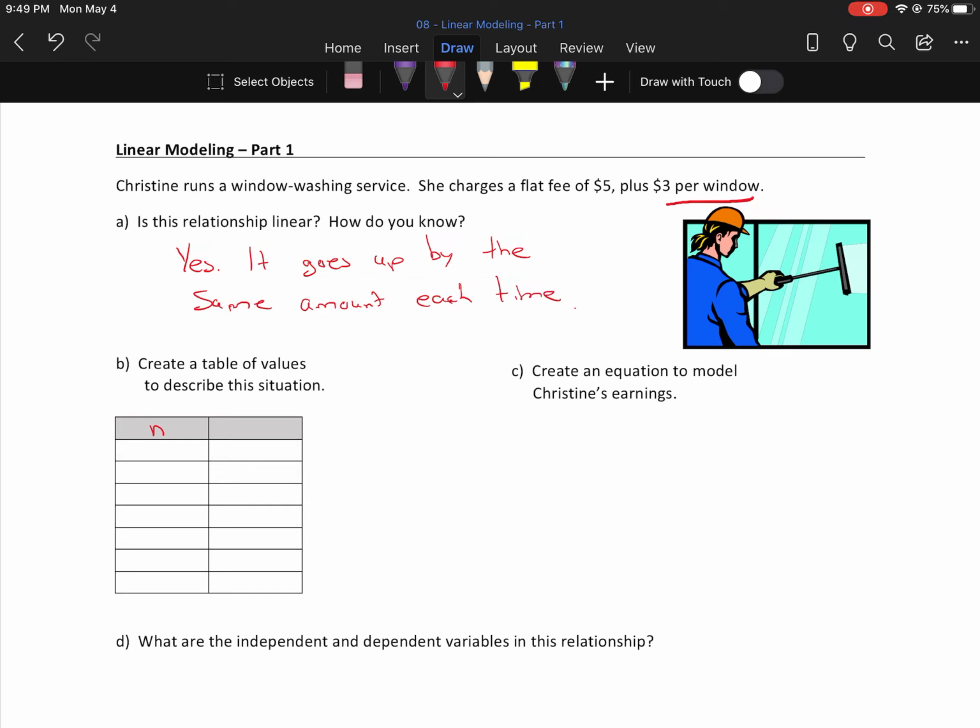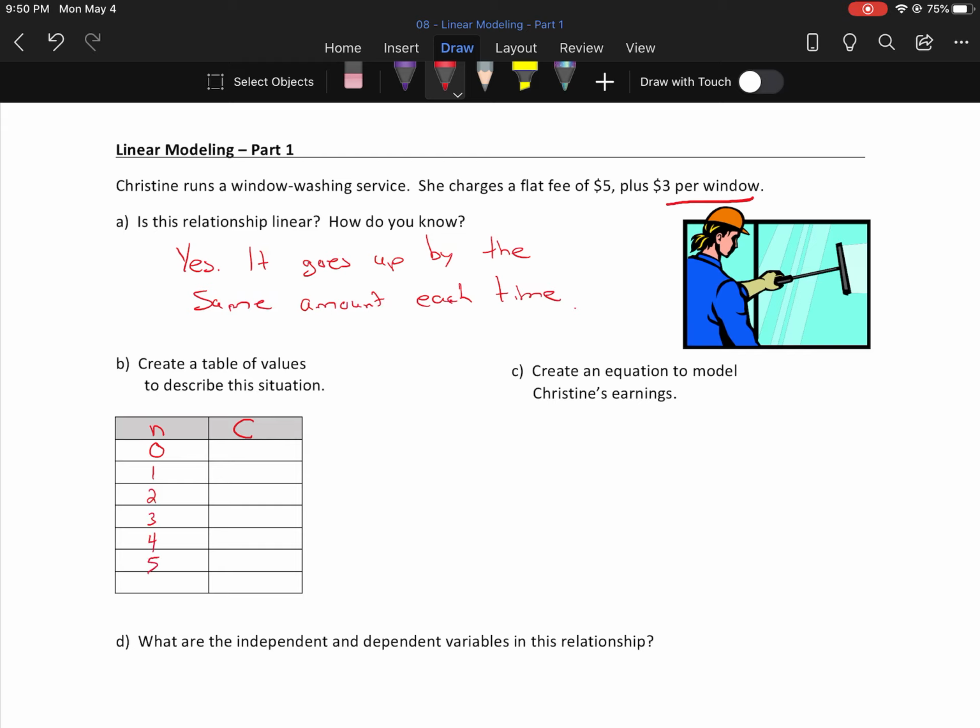So the table of values here would be n for number of windows. You might be addicted to x and y at this point. You might like to use x and y there. I don't always suggest that. I usually like to use letters that really represent what's going on in the situation. And for the dependent variable, the part we're going to figure out, I'm going to use C for cost.